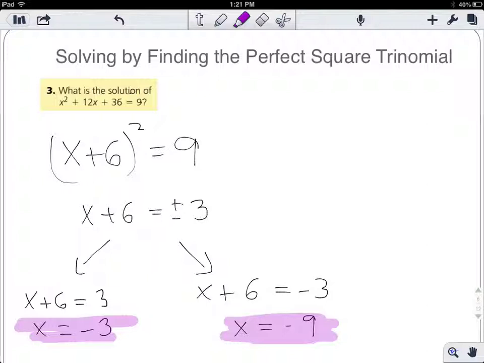Then obviously there are two equations. X plus 6 equals 3, so x equals negative 3. Or x plus 6 equals negative 3, which gives me x equals negative 9.